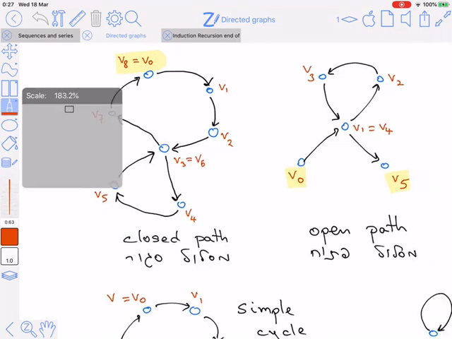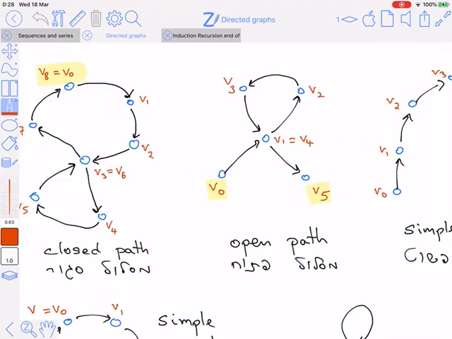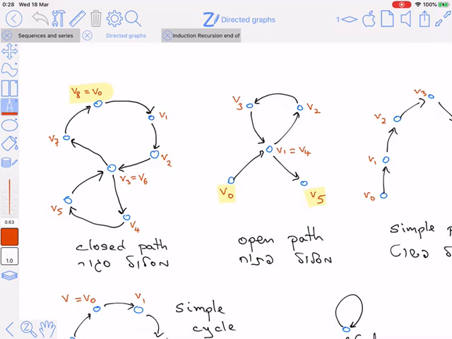Let's look at the second example. In the second example, we have an open path. Our open path begins with V0, continues to V1, goes to V2, continues to V3, V4, which equals V1, so it visits the same node twice, and then it goes to V5. Since V0 and V5 are different nodes, this path is open.